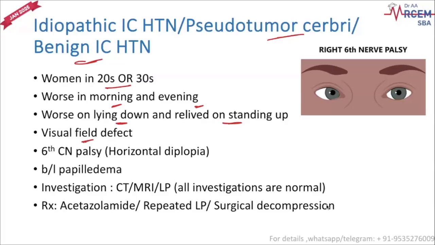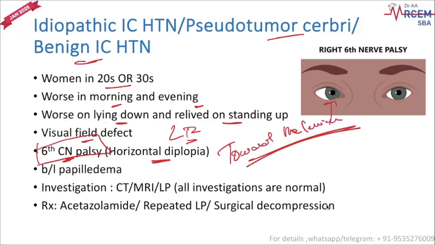Some amount of visual defects can be seen. Sixth cranial nerve palsy, that is horizontal diplopia, can be present in them. The sixth cranial nerve supplies the lateral rectus. So whenever they are looking towards the lesion, they will have diplopia. That is horizontal diplopia, towards the lesion. This is known as horizontal diplopia caused by the sixth cranial nerve because it supplies the lateral rectus.